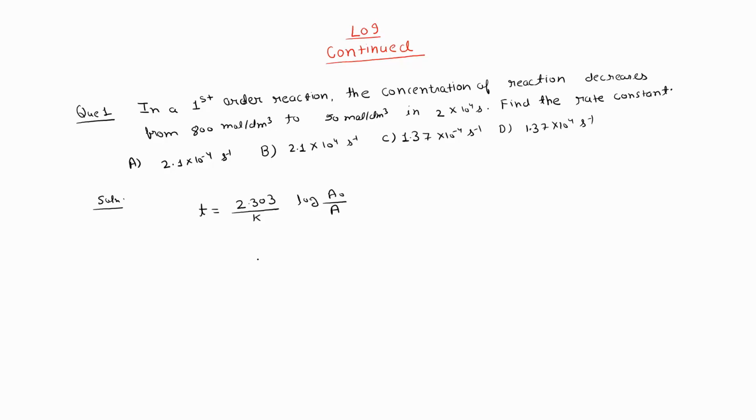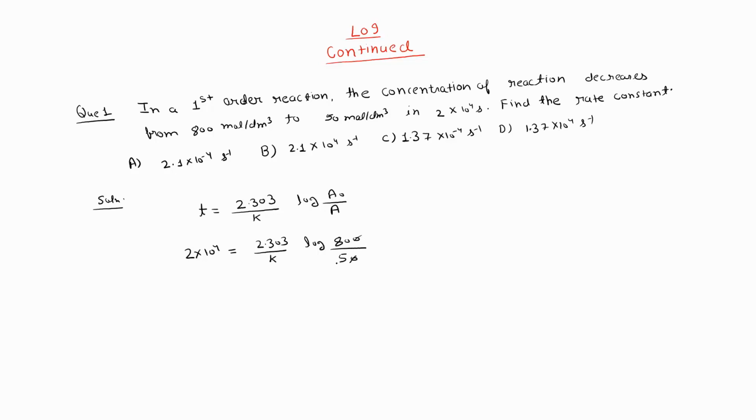Now what is the data we have? In a first order reaction, the concentration of reactant decreases from 800 mole per decimeter cube to 50 mole per decimeter cube in 2 into 10 to the power 4 seconds. So we know the time. So 2.303 by k log a naught is 800, because it decreases from 800 to 50, and both have the same unit, so it will cancel out.